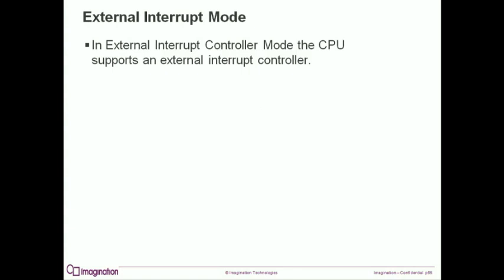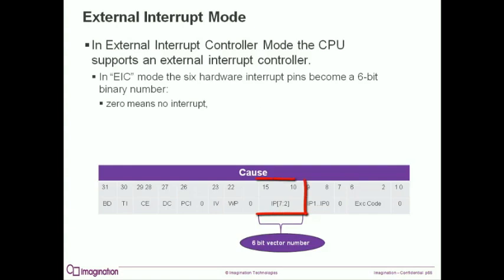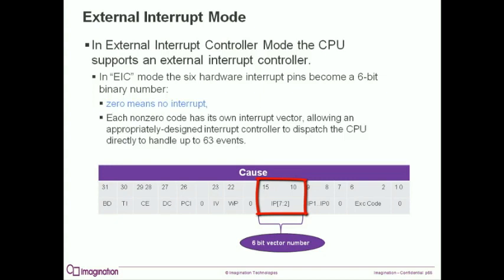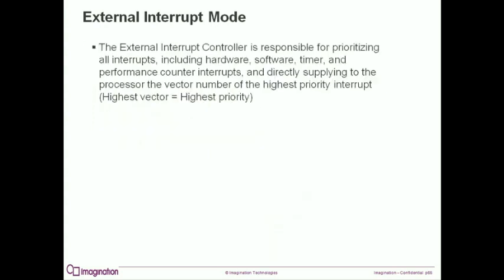The CPU can also accommodate an external interrupt controller. In this mode, the 6 interrupt pins are interpreted as a 6-bit number. A 0 would indicate no interrupt pending, and that leaves 63 other values to serve as separate interrupt vectors. The external interrupt controller is a separate piece of logic supplied by the system. All interrupt pins from this device are connected to it.